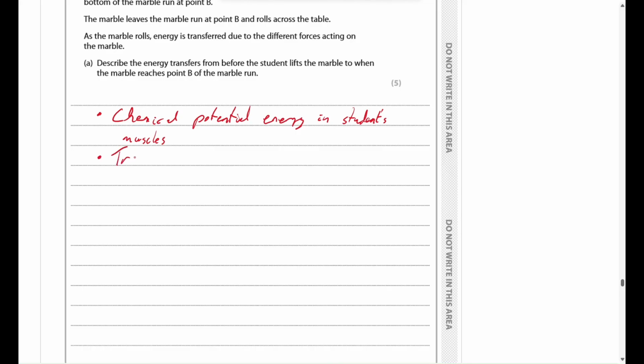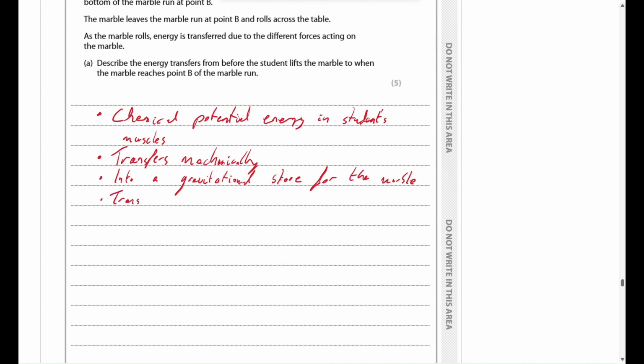That then transfers, and it's a mechanical transfer because we're talking about forces in motion. Any transfers that happen because of forces, because of you moving your arm and exerting a force onto the ball, that's a mechanical transfer. What does it go into? It goes into a gravitational store of energy, gravitational potential energy, specifically of the ball. So it's a gravitational store of the marble.